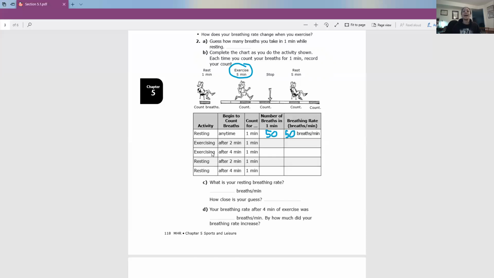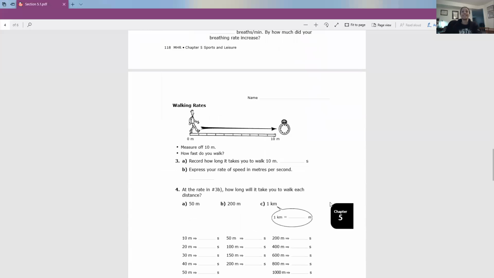Then you're gonna rest for 5 minutes, and then you should exercise again, count, rest again. After 2 minutes, you're going to count for 1 minute, rest again after 4 minutes, count for 1 minute. Okay, so do your best here. Okay, so you're only exercising twice. Do your best, follow the chart, and then answer the rest of the questions for the rest of the section.